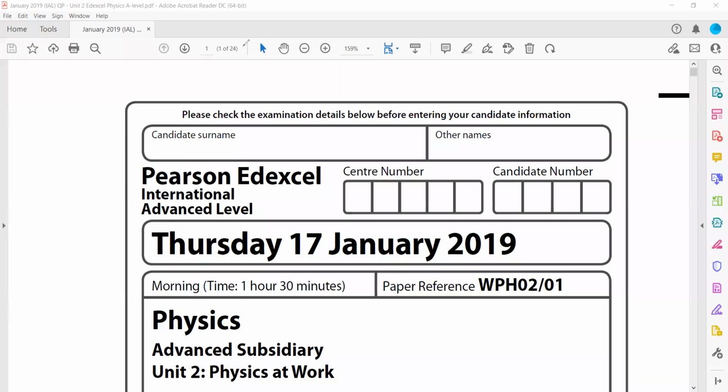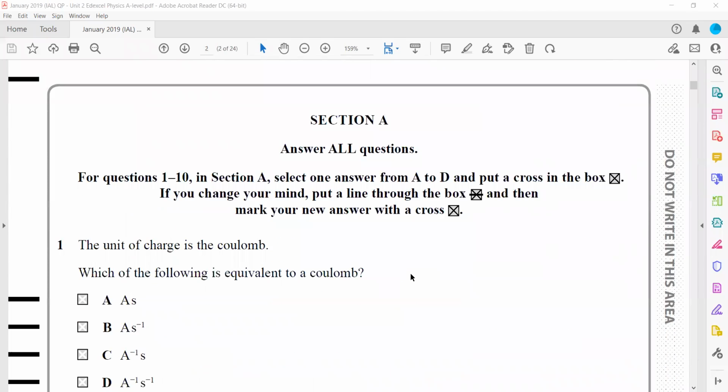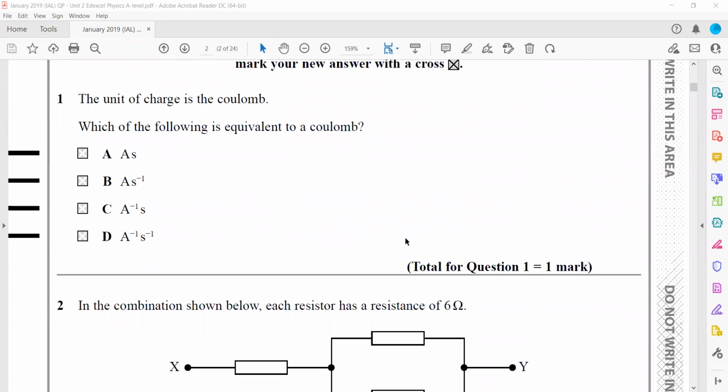So, January 2019 paper. In the first question, the unit of charge is coulomb. Which of the following is equivalent to coulomb?